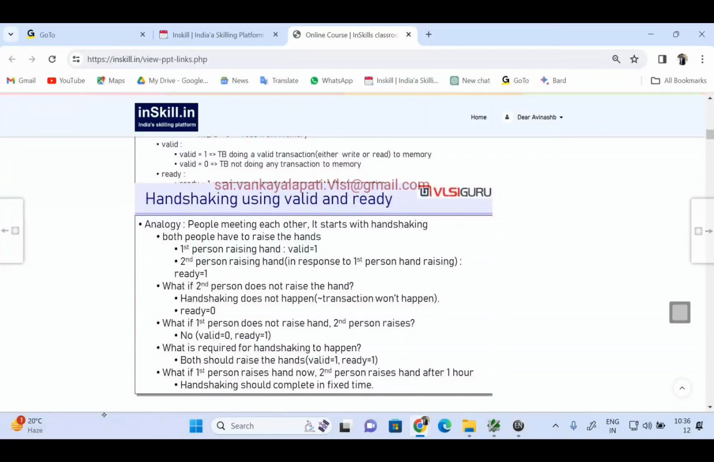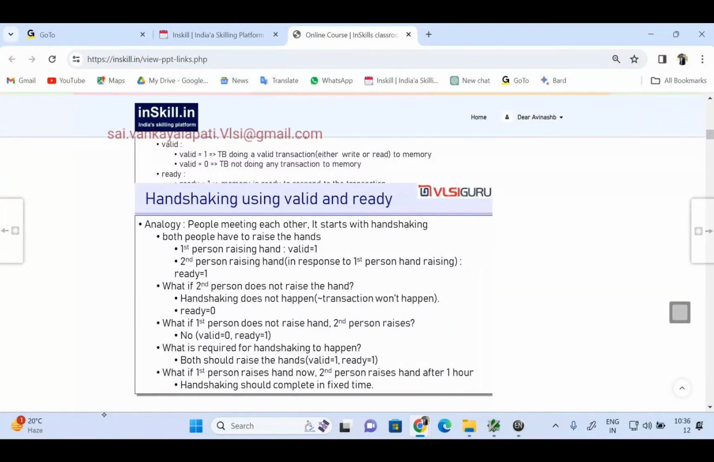What is needed for handshaking? An analogy is when two people meet each other, they start with a handshake. Both people have to raise their hands. The first person raising the hand is valid equal to 1. The second person raises the hand in response to the first person, so that I can say ready is equal to 1.